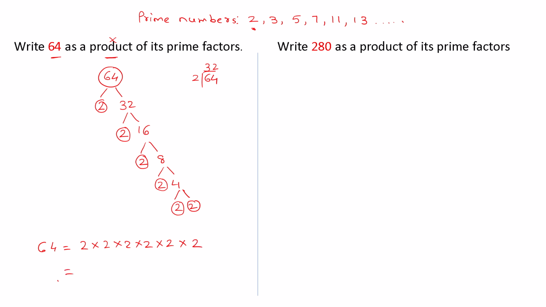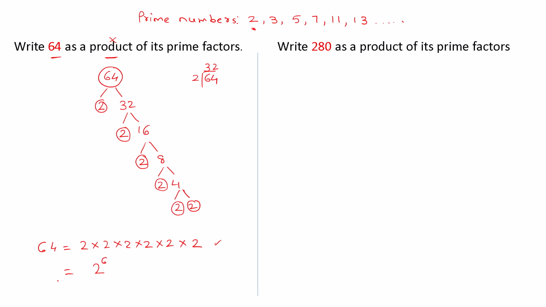Alright? And sometimes in the exam they can ask you to write in power or indices. So you're going to write it in indices. The power will be 6. So 2 with the power of 6. Alright. So this is called the product of prime factors. So product means you're writing in times. This is a product of prime factors.